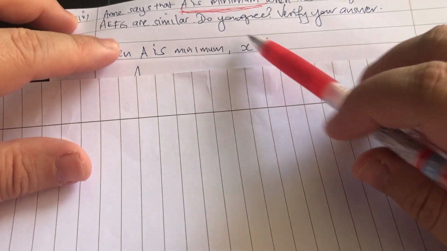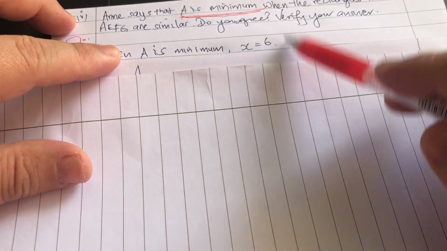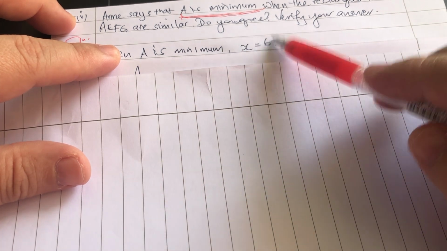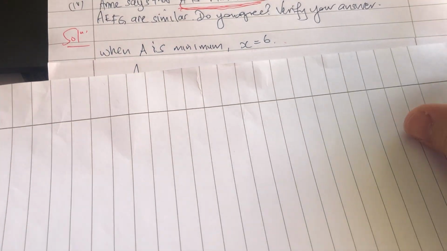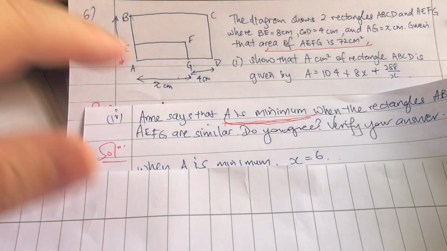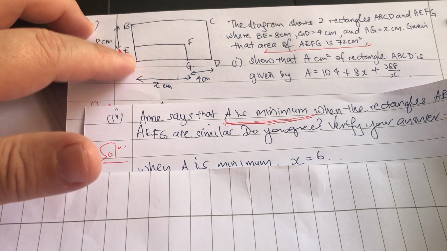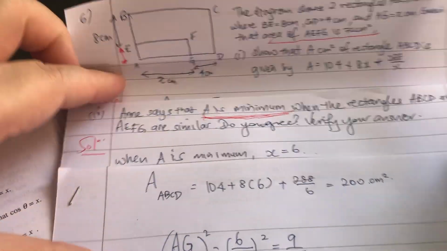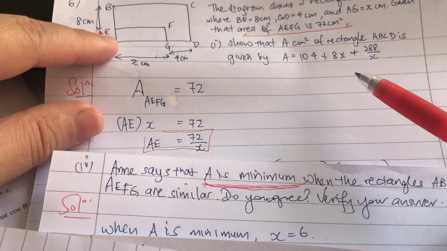Okay, so when A is minimum, what they're trying to tell you is x is 6, but they never tell you very clearly, very explicitly. You see, they want you to infer from the previous part. So when x equals 6, you use the diagram that you are given here. When x equals 6, this will be 10, this will be 6, and 72 divided by 6, that's 12, 12 here.